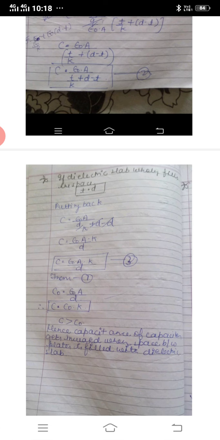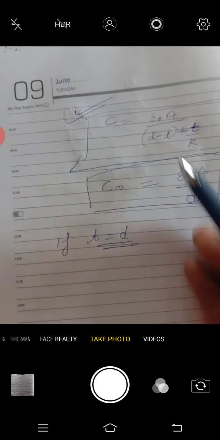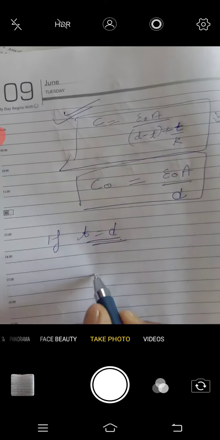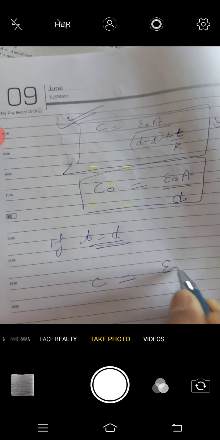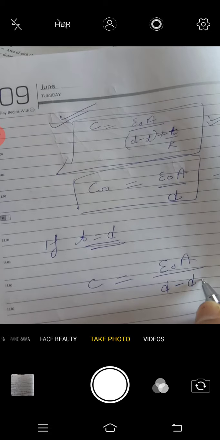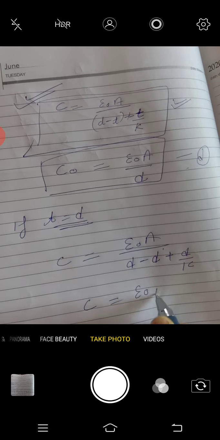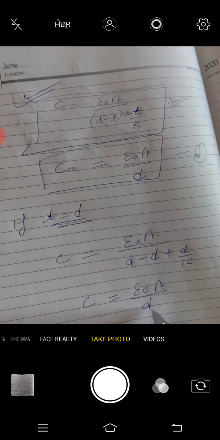Now if T is equal to D, if T is equal to D means thickness is equal to distance. Here you have written if dielectric slab wholly fills the space. Wholly means it is totally fit between the space. No space left means T is equal to D. So you can see here that I have written if T equal to D. So put T is equal to D here. So C will be equal to epsilon naught A upon (D minus D plus D upon K). D minus D equal to 0. So C is equal to epsilon naught A upon D upon K.